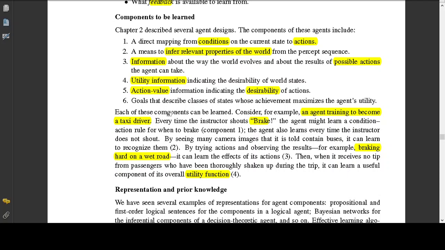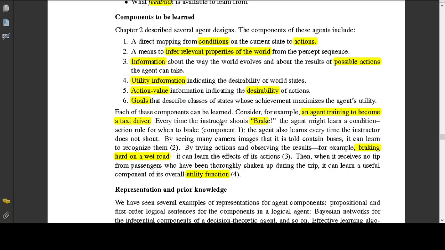Then the sixth component to be learned is goals that describe classes of states whose achievement maximize the agent's utility. So we have to maximize the achievement of the goals. Okay, goals achievement.